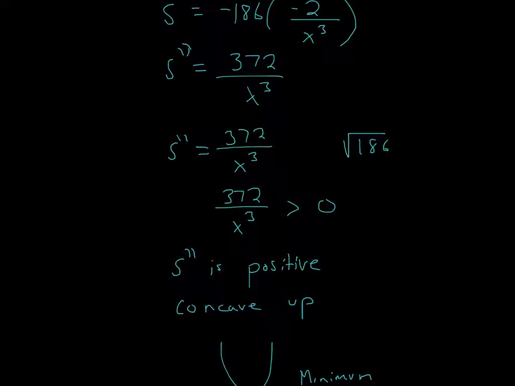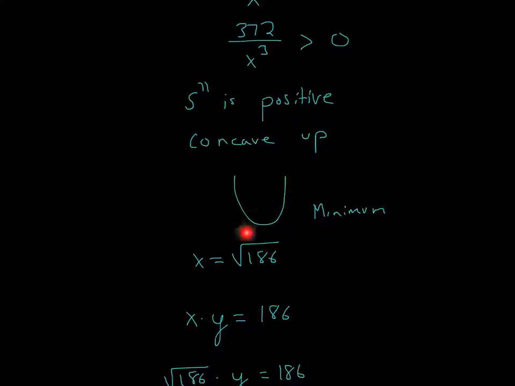And so now since we get that, we don't even need a calculator or anything. As long as it's positive, that means that it's concave up. So if it's concave up, that means that this has to be a minimum. So our number that we got was x equals the square root of 186.